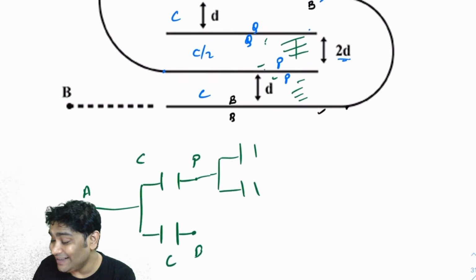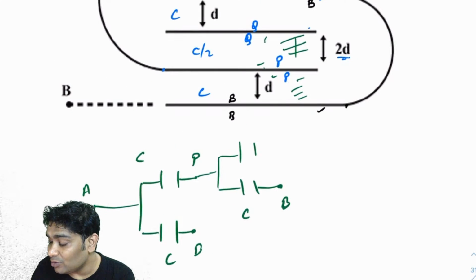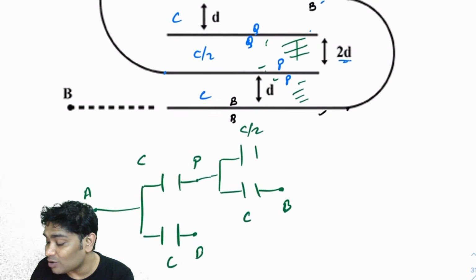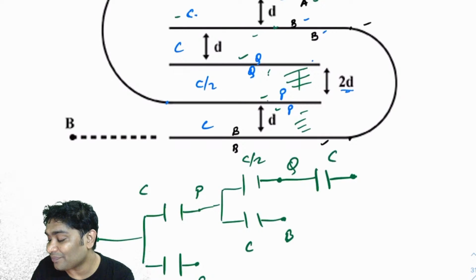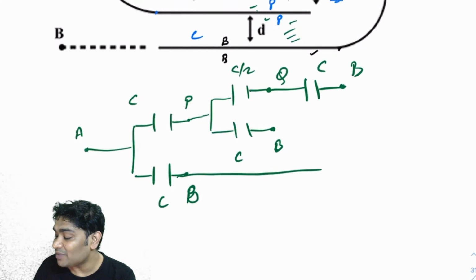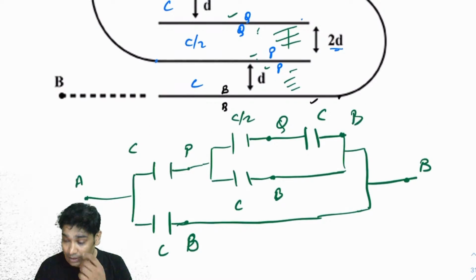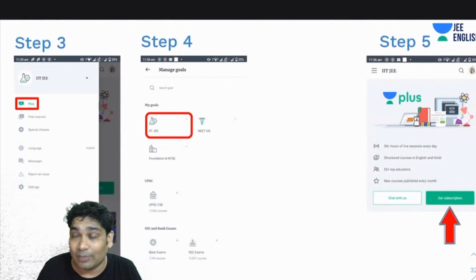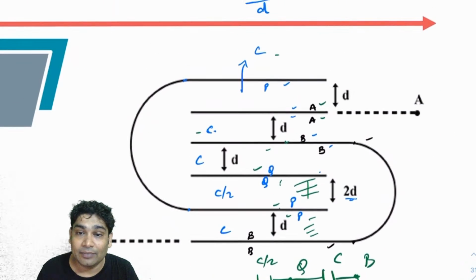One of C is going to B, so this is B. One of C by 2, where is C by 2 going? C by 2 is going to Q. Now from Q I have another capacitor C, which is going to B. So this is B, this is B, this is B, so all of them can be connected together. This is what my simplified circuit will look like. I had 5 capacitors, here I have drawn 5 capacitors. Please take a look at what I did.